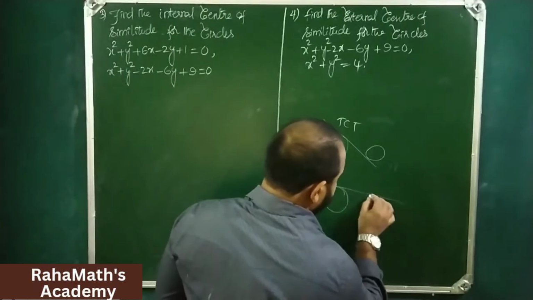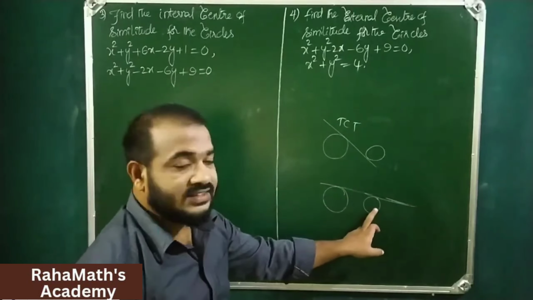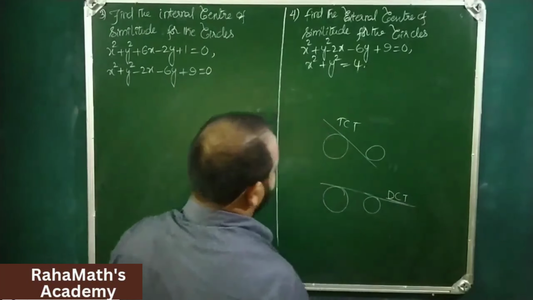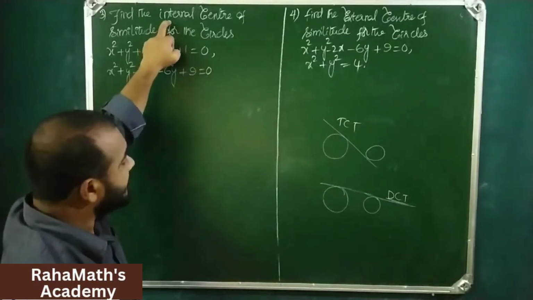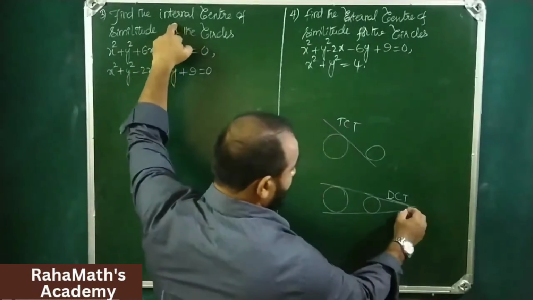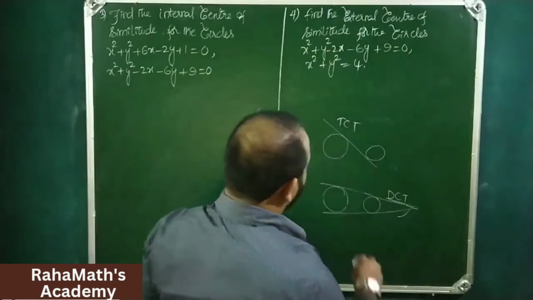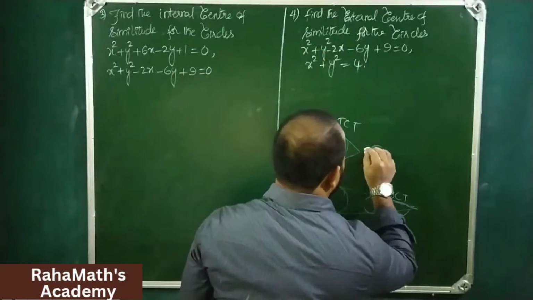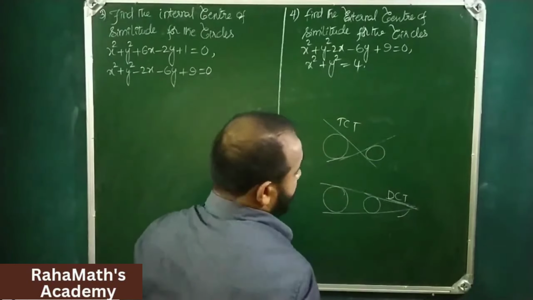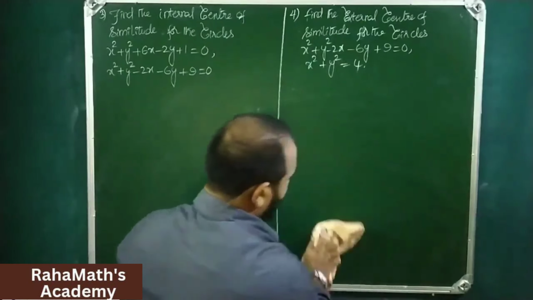This is one line. So the two circles lie on the same side, then this line is called a direct common tangent. So internal center of similitude is the point of intersection of two transverse common tangents, and the external center of similitude is the point of intersection of two direct common tangents, is what we need to find. So let us see this question now.